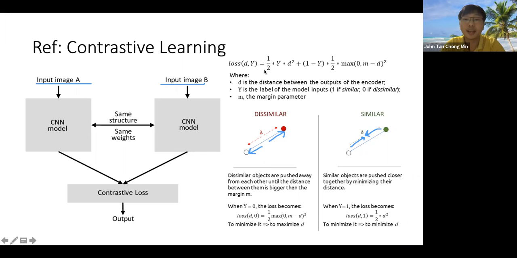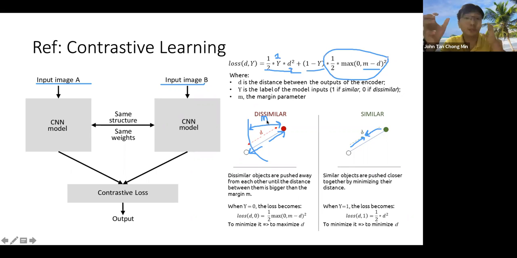So this is given by this. If y is 1, which means similar, we want to minimize the distance. But if y is dissimilar, then we want to maximize the margin minus b, so we want to make this at least a margin m away. This is like the Euclidean hinge loss that is used in contrastive learning, and it basically groups similar points together and pushes different points away.